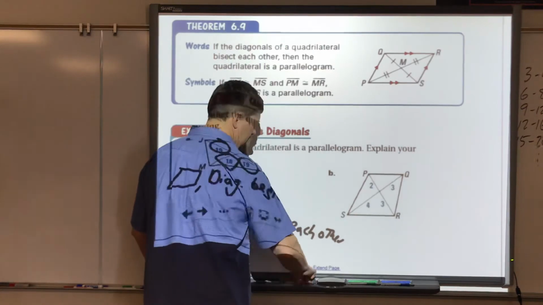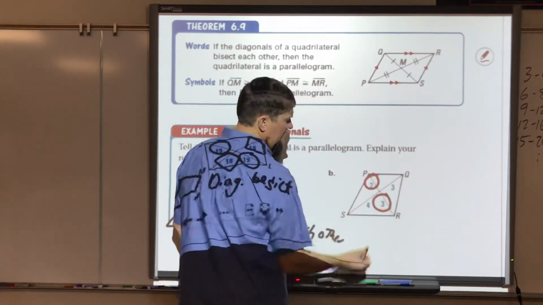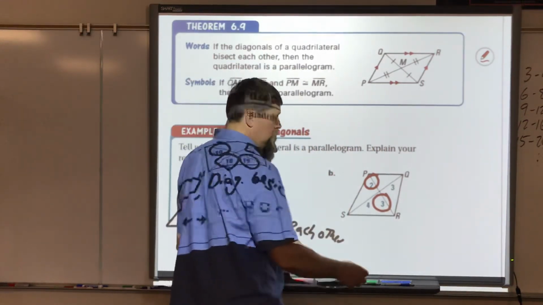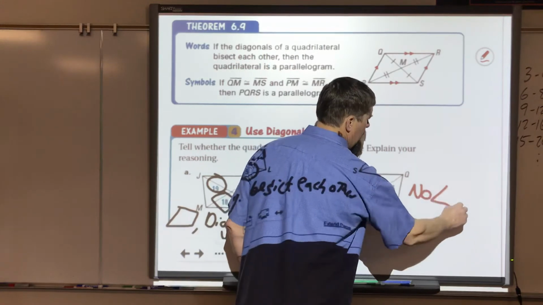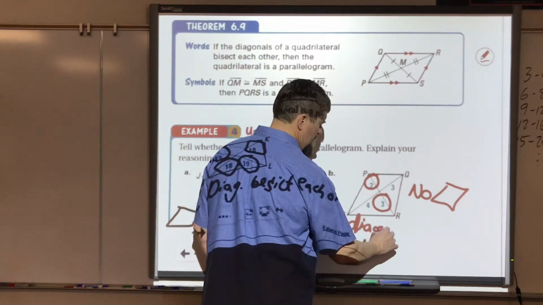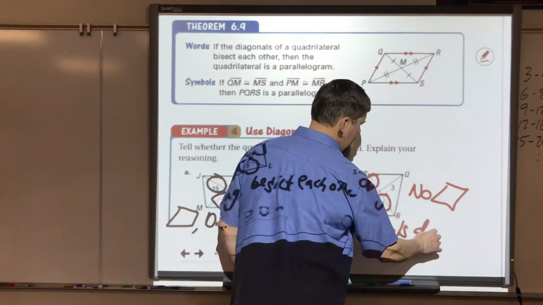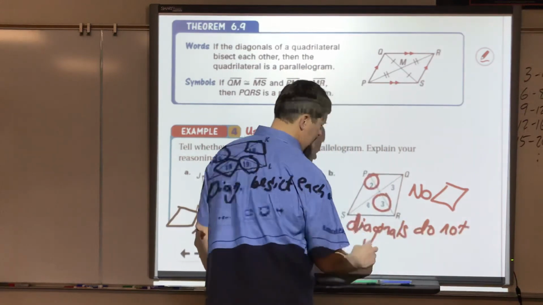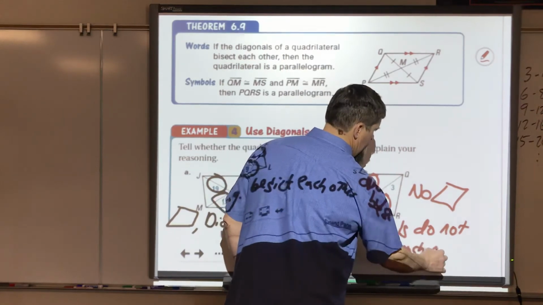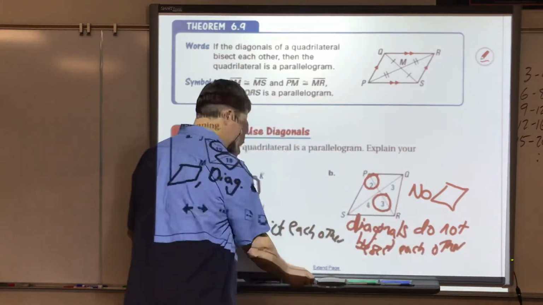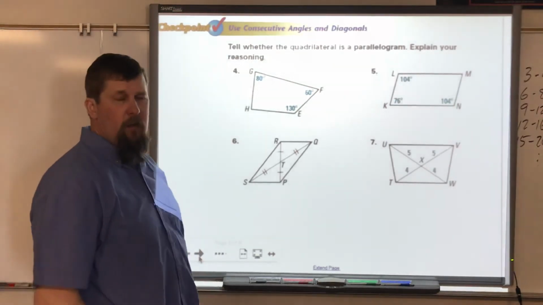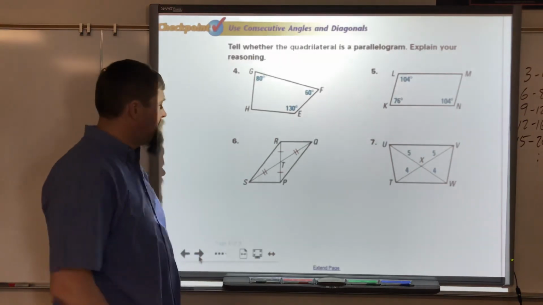This one here, 2 and 3, the diagonals are not bisecting each other because that diagonal is not split up in two. The diagonals do not bisect each other. Okay, so now again, take time to pause the video and then we will go over it when you are done.